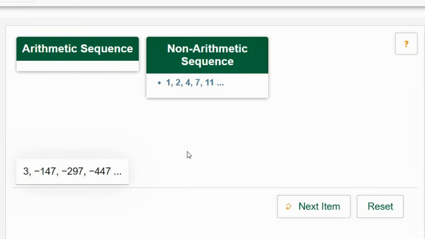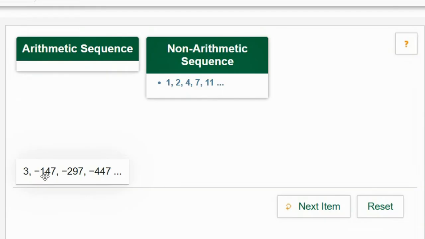How about this one? Oh, goes from 3 to negative 147. And from negative 147, it goes to negative 297. And then it goes to negative 447. So it's getting smaller every time. It's going negative. Oh, but you guys say this is arithmetic. So it must be changing by the same amount every time if it's arithmetic. So 3 to negative 147 looks like it's subtracted 150.